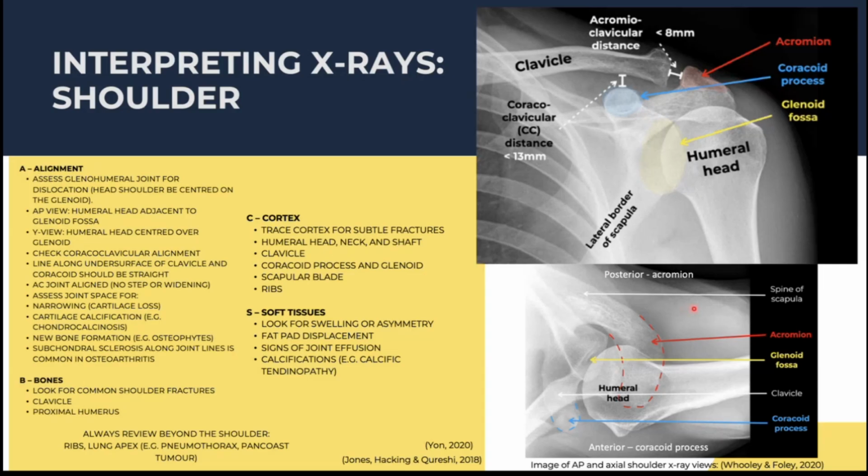By checking that, you want to measure that there is a distance between the clavicle and the coracoid of around 13 millimeters. It can be 11 to 13. You want to make sure that the acromioclavicular joint is also aligned, that there's no step or any widening. The acromioclavicular distance is 8 millimeters, give or take, and you want to make sure that isn't widened, because that could indicate an issue with the ligament.